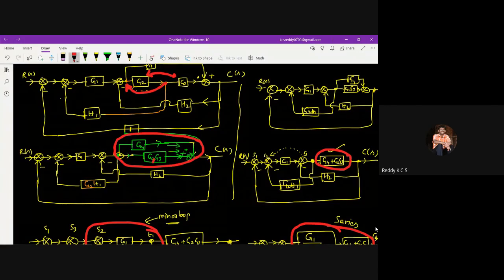So the single block is obtained by removing the one takeoff point from here, because this signal goes off, this signal also goes off, and this summing point also goes off, and it comes as a single block with G4 plus G2 G3.